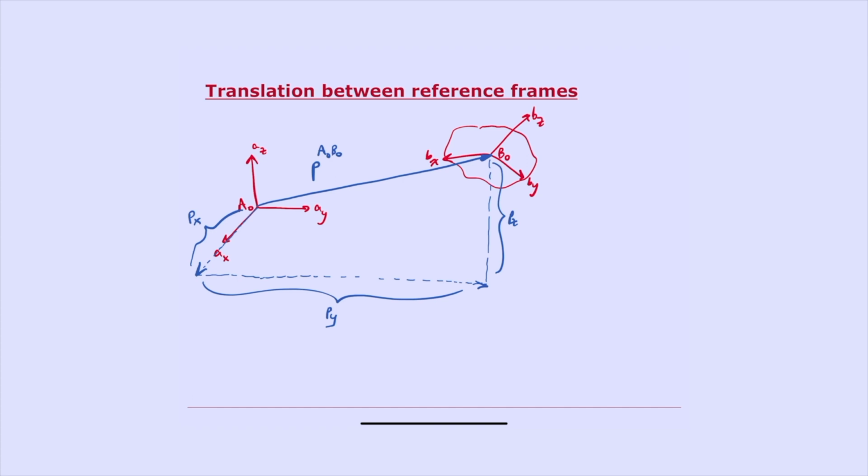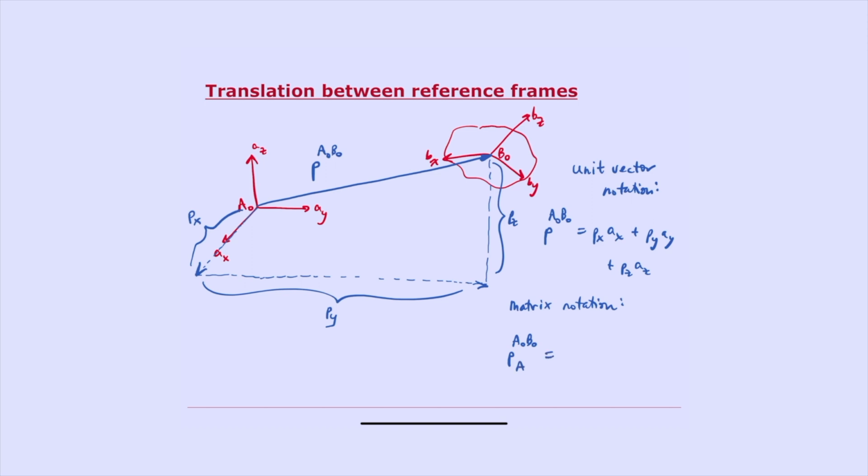We might express that in a couple of different ways. So let's write this first in unit vector notation. We might write P superscript AOBO equals PX AX plus PY AY plus PZ AZ. So we're moving PX in the AX direction, PY in the AY direction, PZ in the AZ direction. Another way we can write this is in matrix notation. In matrix notation, we're actually going to add an A subscript here.